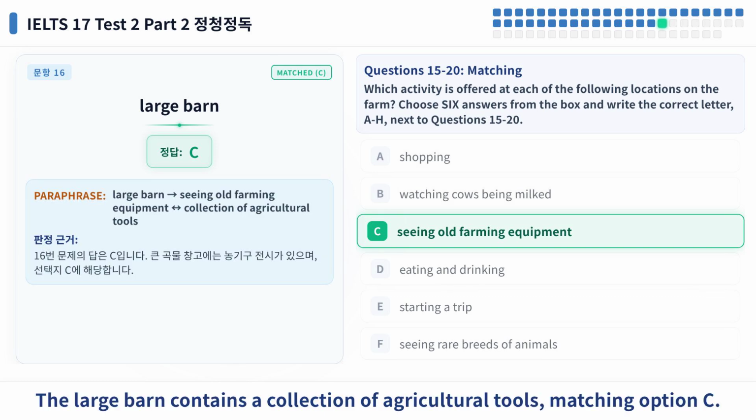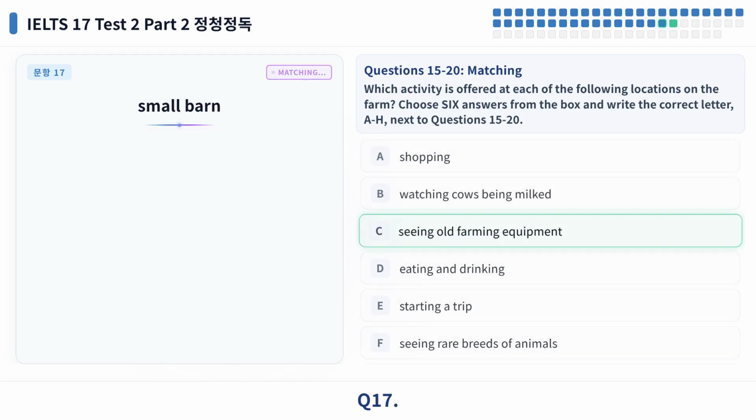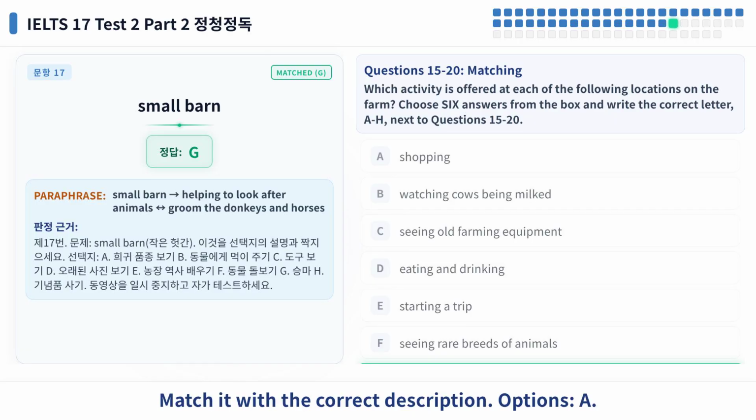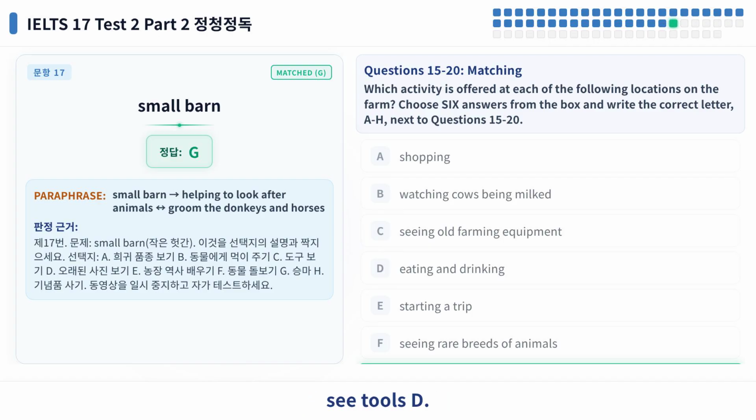Q17 statement, small barn. Match it with the correct description. Options: A, see rare breeds. B, feed animals. C, see tools. D, see old photos. E, learn about farm history. F, look after animals. G, ride a horse. H, buy souvenirs. Please pause the video and try it yourself.